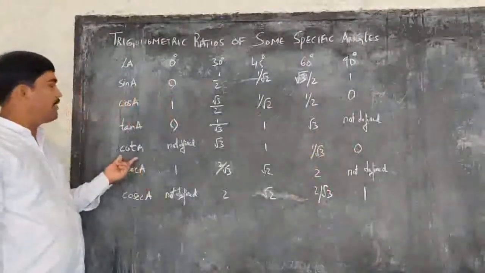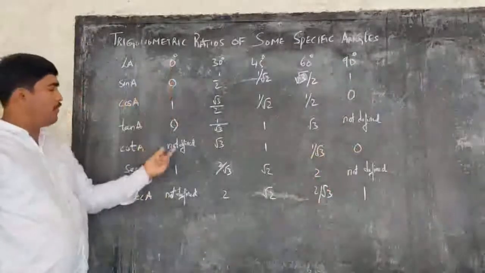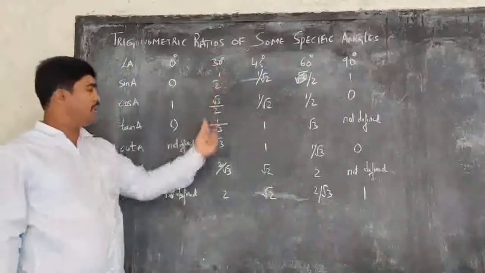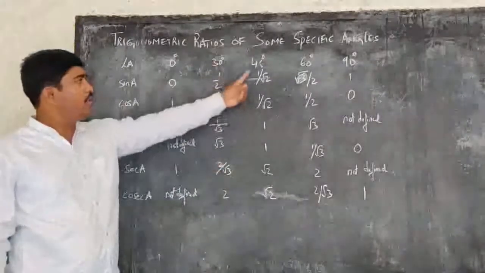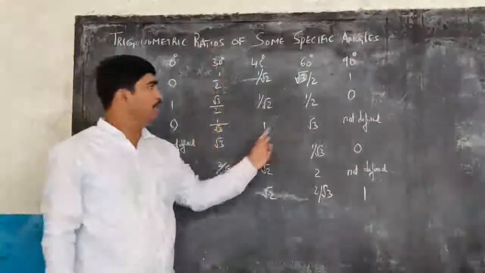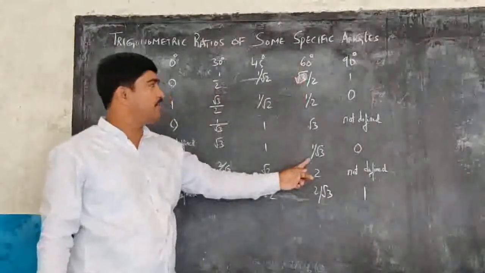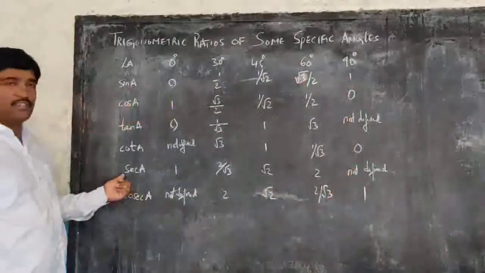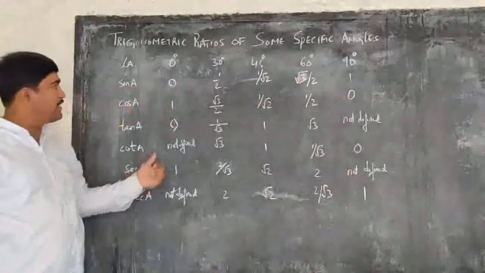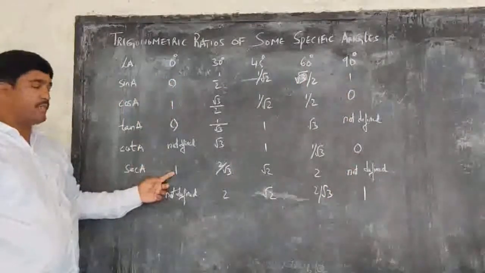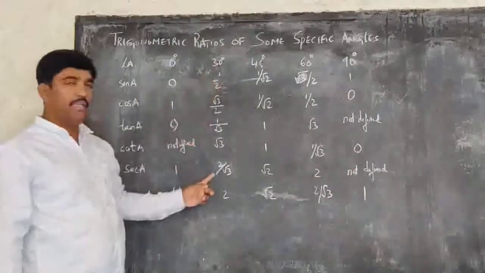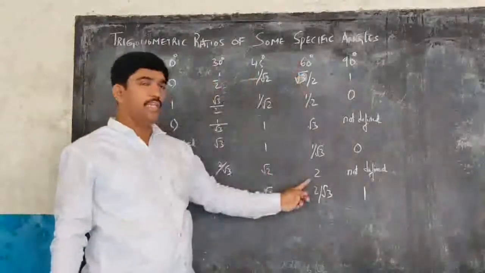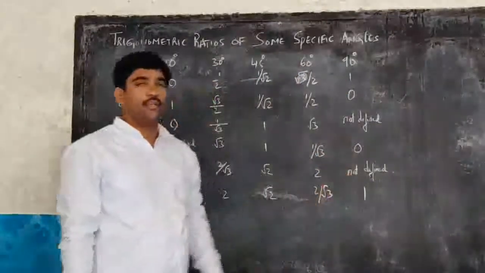Now, similarly, we go for the cot A. Cot 0, we cannot find out the value. Cot 30 degrees is nothing but root 3, cot 45 degrees is 1, cot 60 degrees is 1 by root 3, and cot 90 degrees is 0. Similarly, we will go for the next, secant. Secant 0 is nothing but 1, secant 30 will be 2 by root 3, secant 45 will be root 2, secant 60 will be 2, and secant 90 will be not defined.